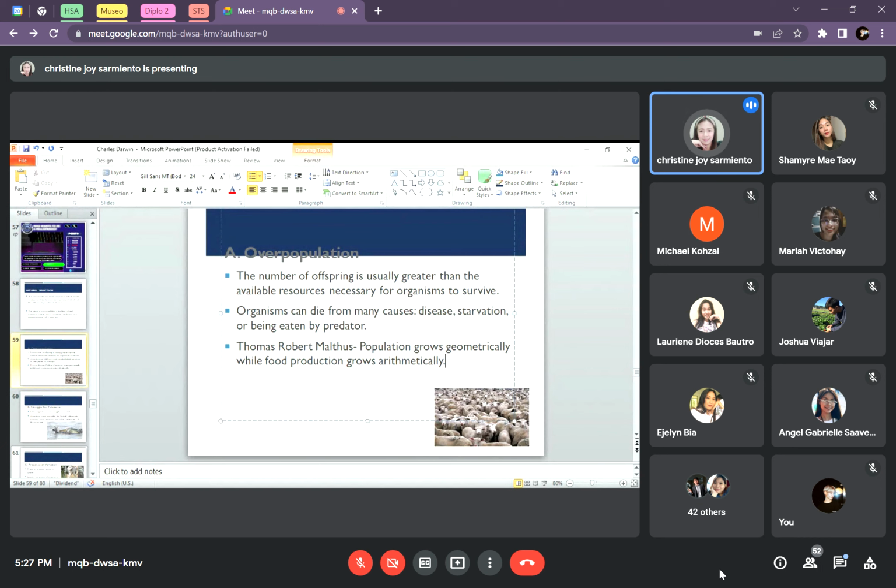So parang kung sa mathematics yan, para ka lang nagbibilang yan. So kumparahin mo yung dalawa, so mas mabilis nga naman yung growth ng population over the food production. So hindi makasabay yung food production with the rapid growth of the population, resulting to starvation, predation, yung mga negative type of relationships.